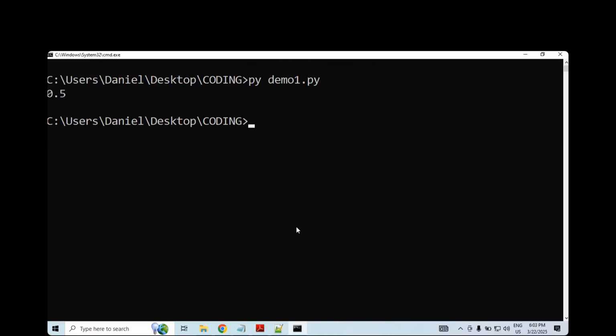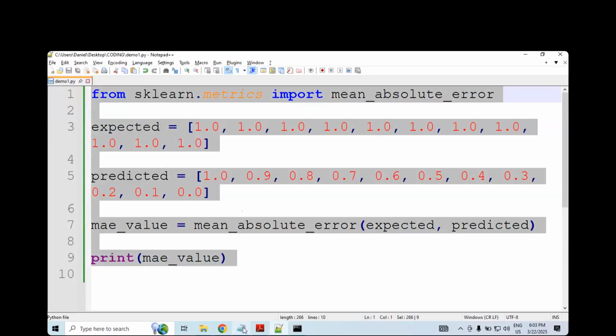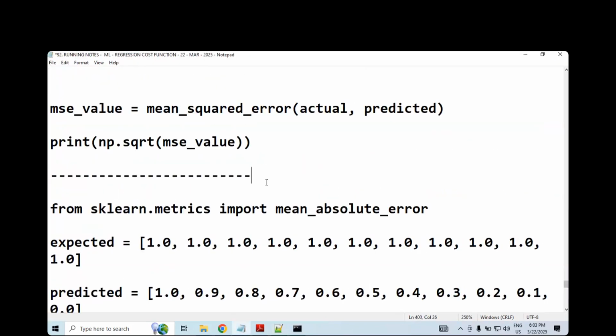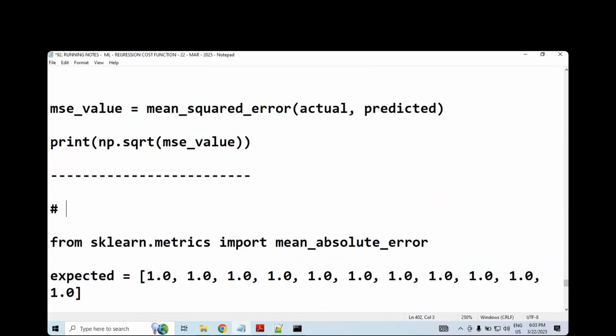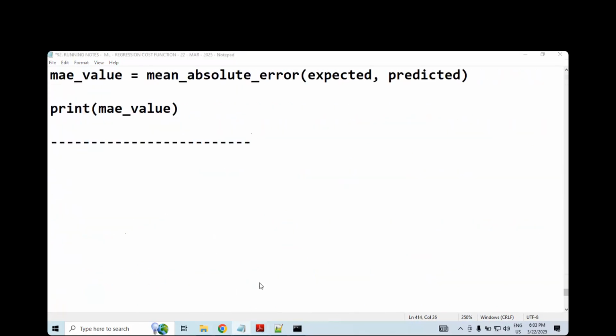Good. I'm sure you understand. Machine learning algorithm backend will apply any one of these functions. Which function at what time is an upcoming topic. Calculating MAE value. All right, move to the discussion.